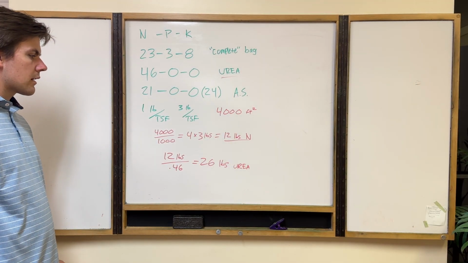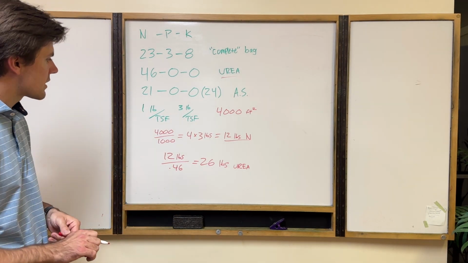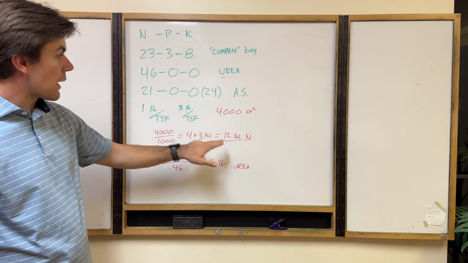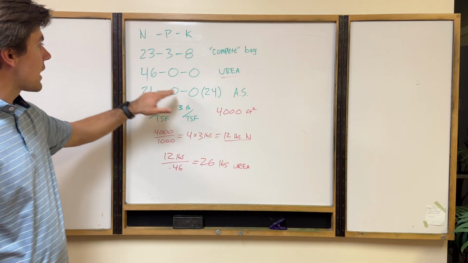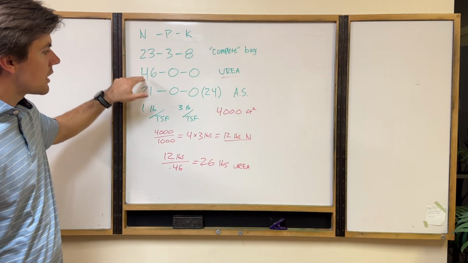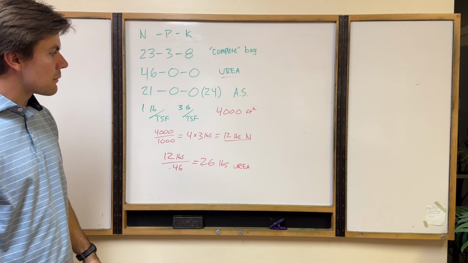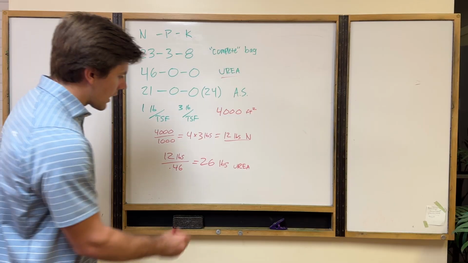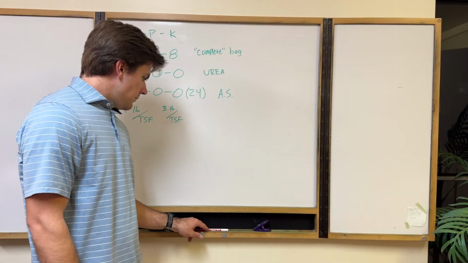And then you can do a quick check and see if that makes sense. I always like to see if it makes sense. We need 12 pounds of nitrogen, and the percentage of the nitrogen in the bag is just a little less than 50%. So if you were to double 12 pounds, it's about 24 pounds, and we need a little bit more than that. We end up at 26. That checks out. That's the right number. That's how much you want to put down on your yard.